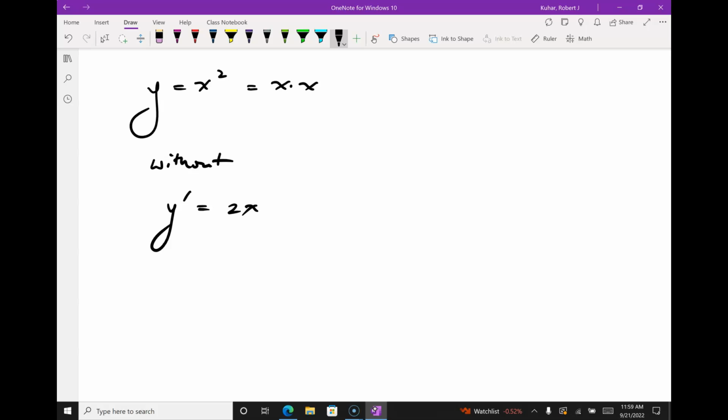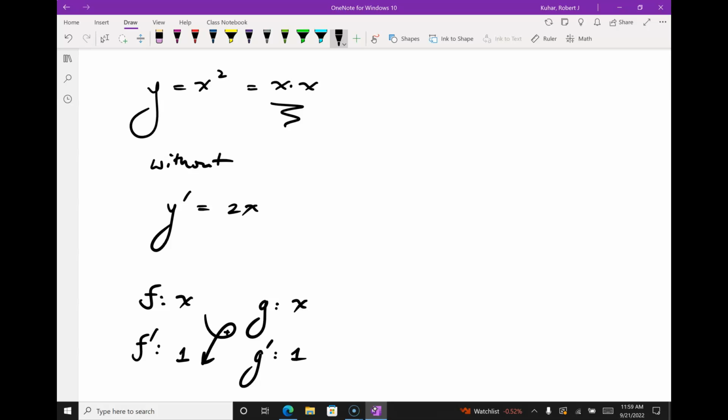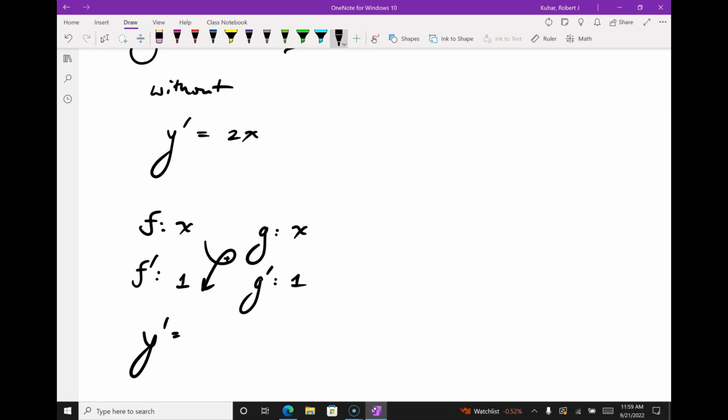Good. Now, as the product, what's my first function? X. What's the derivative of x? Good. What's my second function in the product? X. What's the derivative of x? I want to use my product loop with a plus, and I get y prime is 1 times x plus 1 times x, which is how many x's? Done. Same answer.